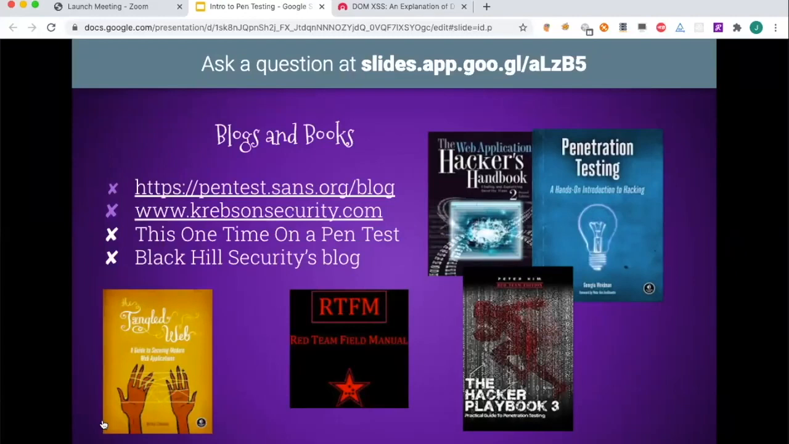Different blogs like pentest.sans.org, they have SANS, the company that I'm going through, they have their own pen test blog. Rapid7 also has a blog called This One Time on a Pen Test. And then Black Hills, another company, has a security blog. And then Krebs on Security is the one that I hear about more than anything else. Anytime there's a big breach, the article that gets shared around is the Krebs on Security one.